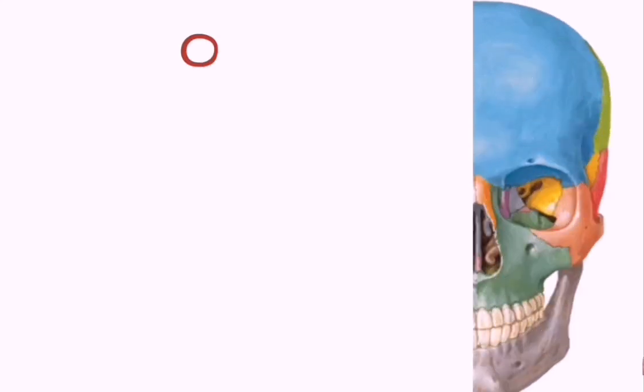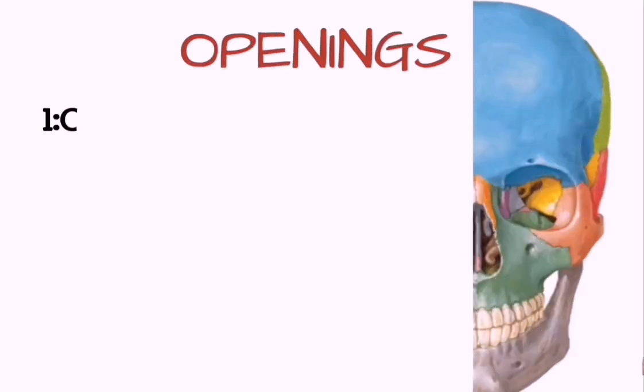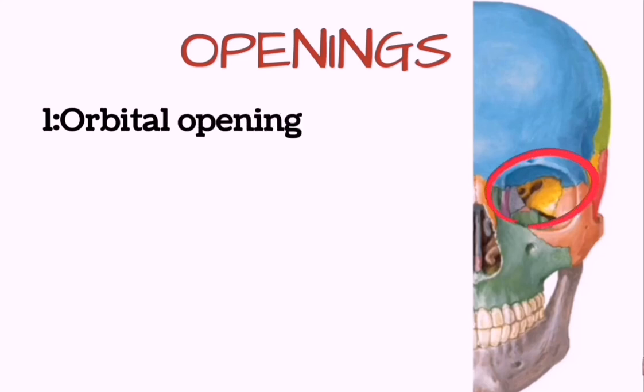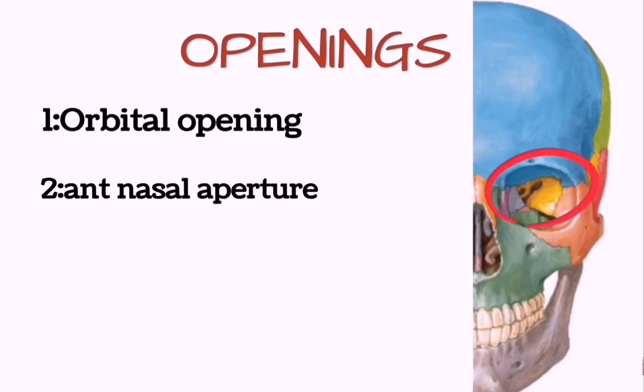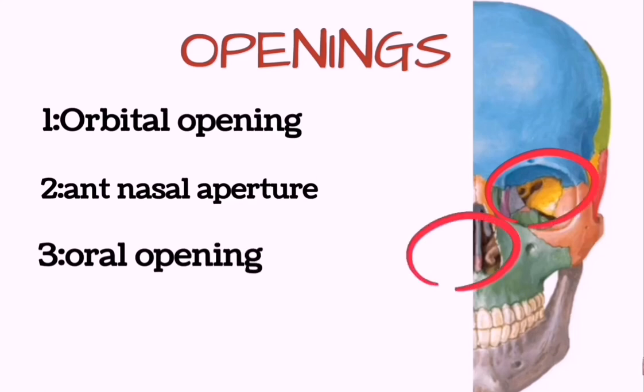Let's talk about the openings that are related to the norma frontalis. The first opening is the orbital opening, having the eye. The second opening is for the nose, the anterior nasal aperture. And the third opening is the oral opening for the mouth.